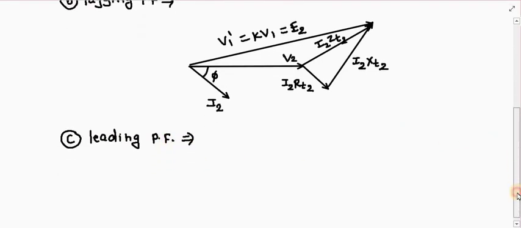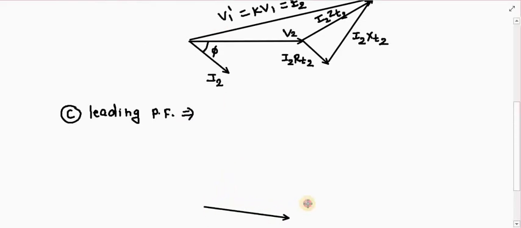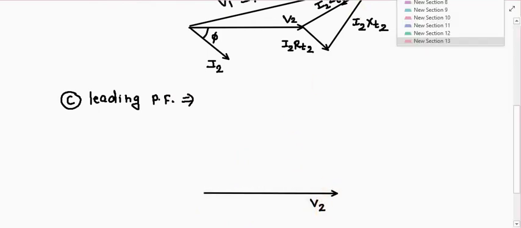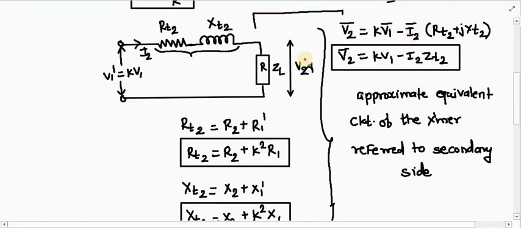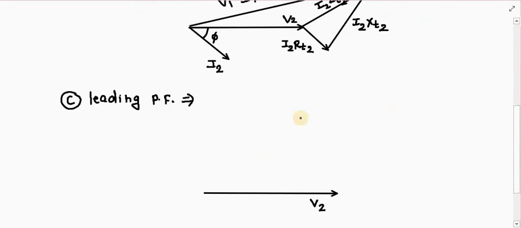Now for leading power factor, again I will take voltage as a reference vector. Which voltage? V2. Students, you just have to recall this diagram of the approximate equivalent circuit, and from this diagram only I am drawing the phasor diagram for the transformer. So V2 I have taken as a reference vector. My I2 will lead V2 by some angle. Let that angle be power factor angle phi.